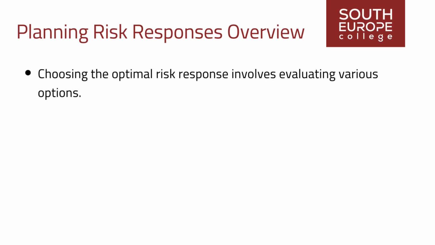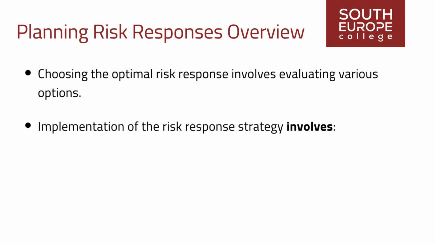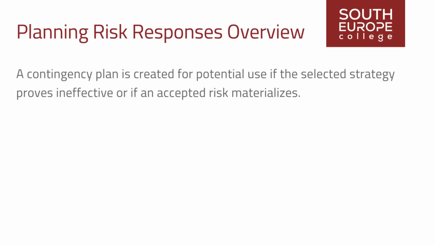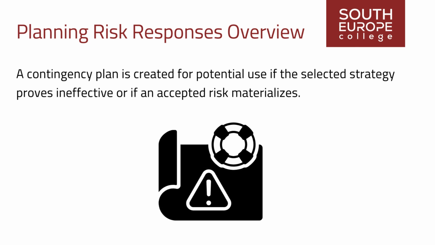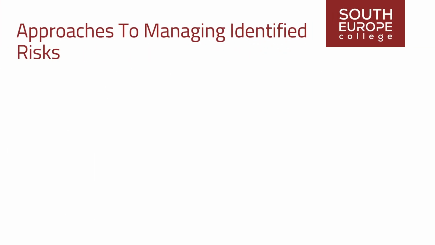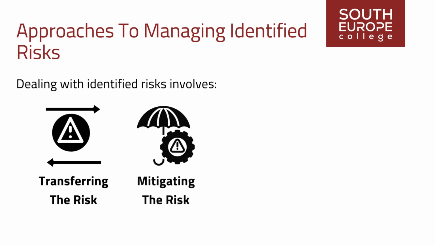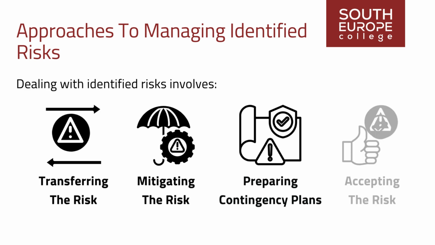Choosing the optimal risk response involves evaluating various options. Implementation of the agreed-upon risk response strategy involves developing specific actions, including primary and backup strategies as needed. A contingency plan or fallback plan is created for potential use if the selected strategy proves ineffective or if an accepted risk materializes. Dealing with identified risks involves several strategic options: transferring the risk, altering plans or procedures to mitigate the risk, preparing contingency plans, or accepting the risk.